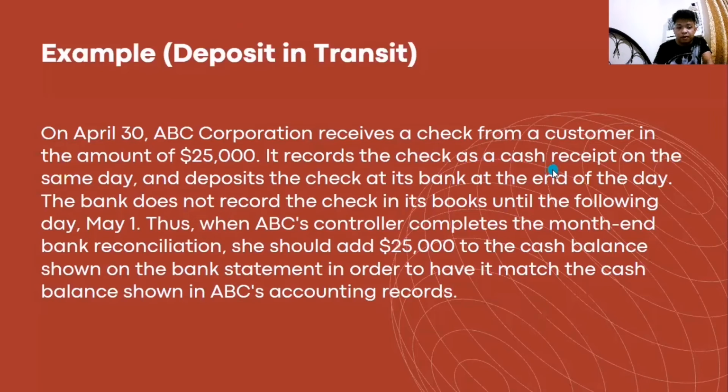So ito yung example. On April 30, ABC Corporation receives a check from a customer in the amount of $25,000. It records the check as a cash receipt on the same day, and deposits the check at its bank at the end of the day. The bank does not record the check in its books until the following day, May 1. Thus, when the ABC controller completes the end of the month bank reconciliation, she should add $25,000 to the cash balance shown on the bank statement in order to have it match the cash balance shown in the accounting records.